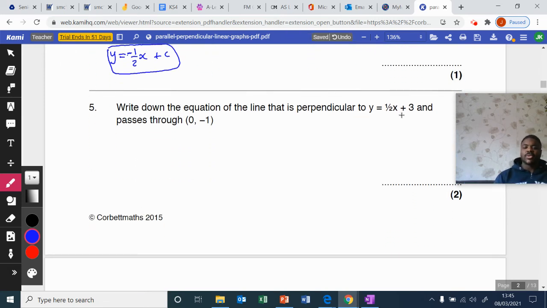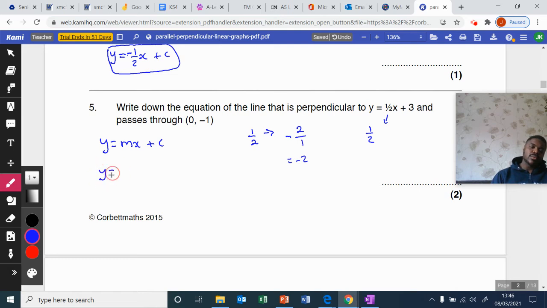So next we have y equals a half x plus 3 as our line, and our line must be perpendicular to it and pass through the point (0, minus 1). So we see here that the gradient is a half. Our line is of the form y equals mx plus c. So the negative reciprocal of a half, well, let's flip it, turn it upside down, or call it what you want to call it. And that becomes 2 over 1, and then we change the sign. And that just simplifies to minus 2.